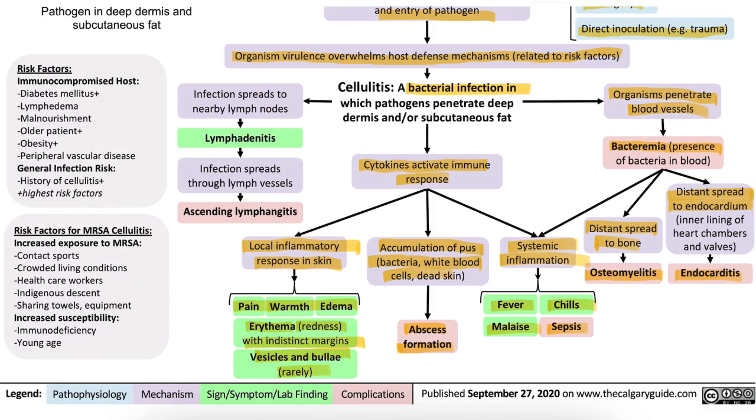Similarly, cellulitis can spread into the blood, and then to the lymph nodes and the lymphatic drainage. If a patient gets inflammation or obstruction in the lymph nodes, it causes lymphadenitis. Then the infection spreads through the lymph vessels, which we call ascending lymphangitis. So these are the things. Now we already discussed risk factors and MRSA cellulitis.